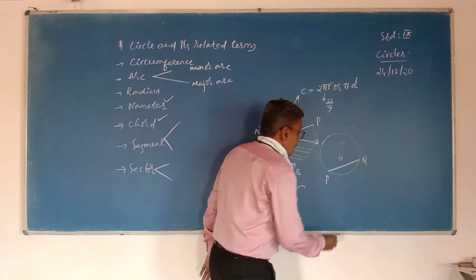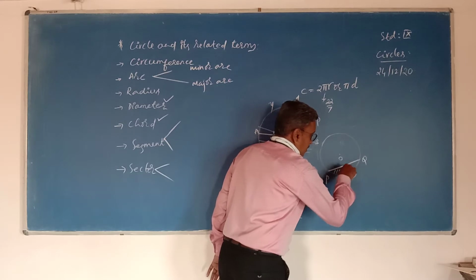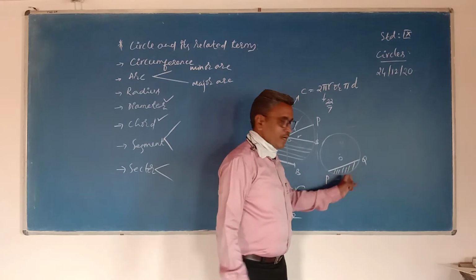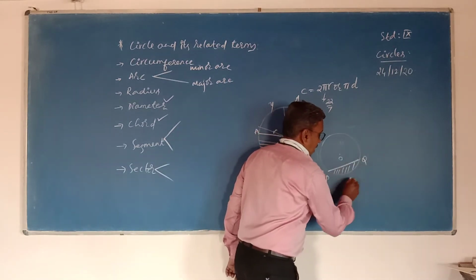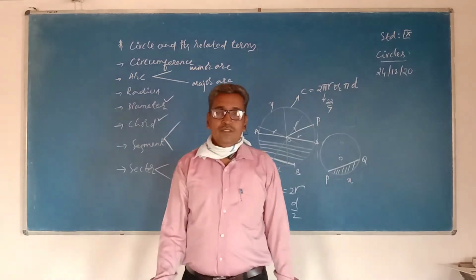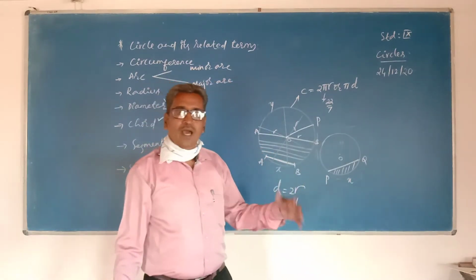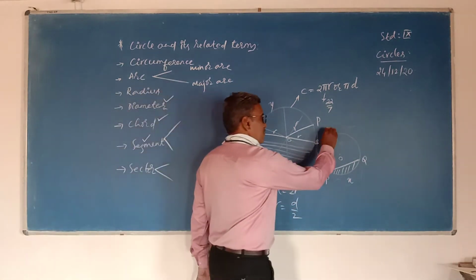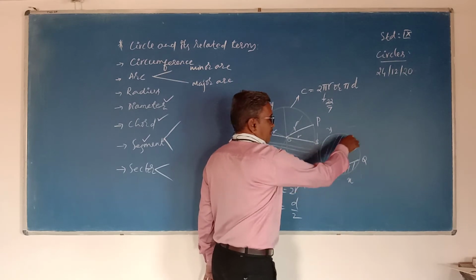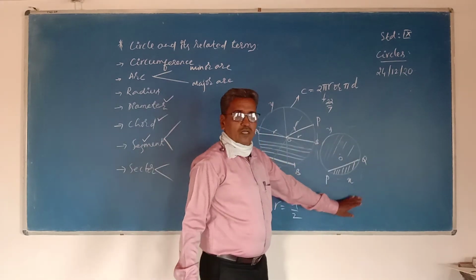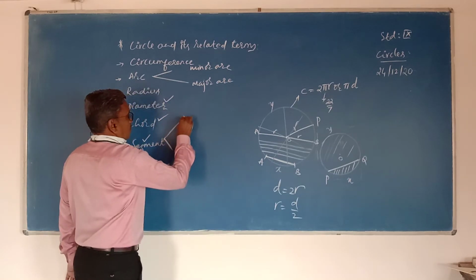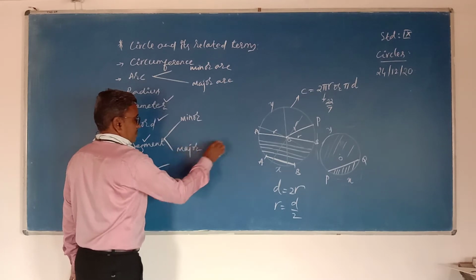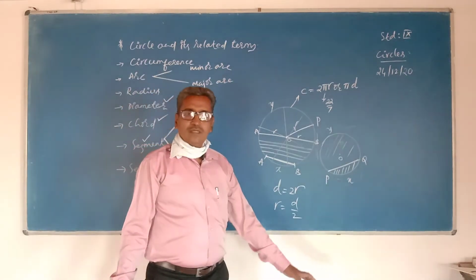Okay. So now here it forms this area. This is the area bounded by chord and arc. The area bounded by chord and arc is said to be a segment of the circle. And another segment is there. It's also a segment. So the smaller one is called the minor segment. The bigger one is called the major segment.